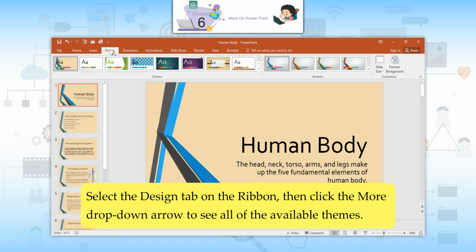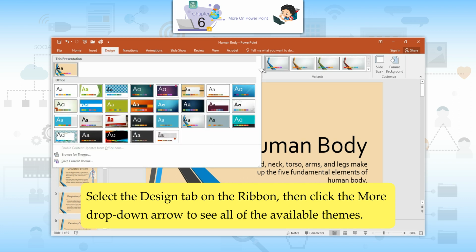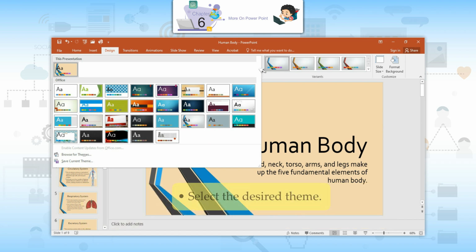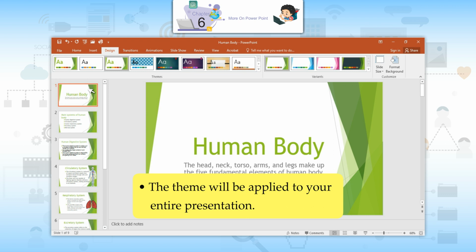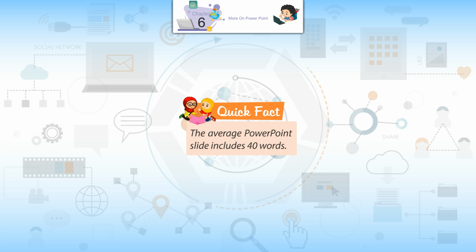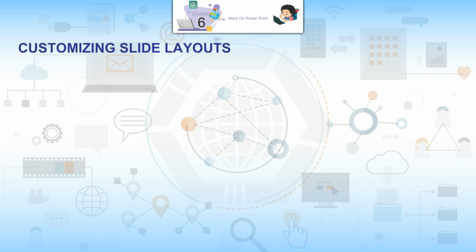Select the Design tab on the ribbon, then click the More drop-down arrow to see all of the available themes. Select the desired theme. The theme will be applied to your entire presentation. Quick fact: the average PowerPoint slide includes 40 words.